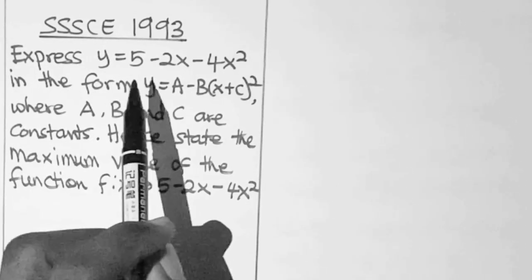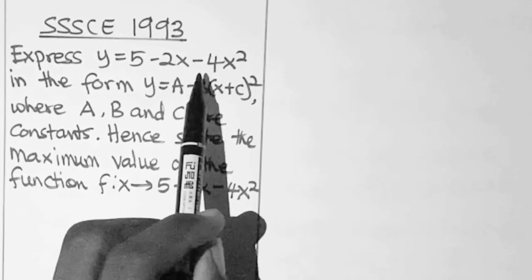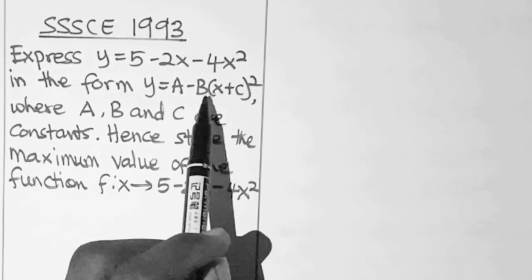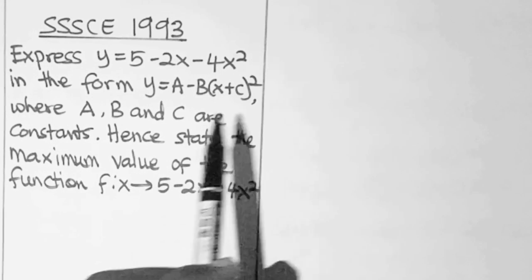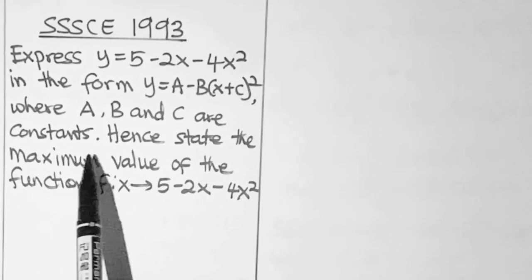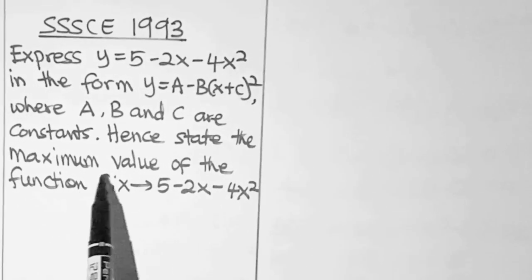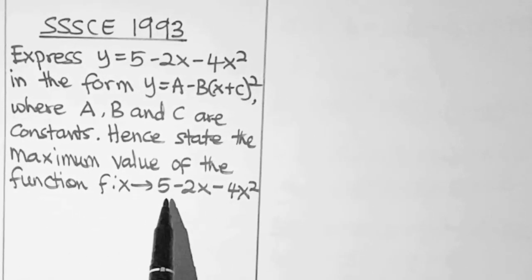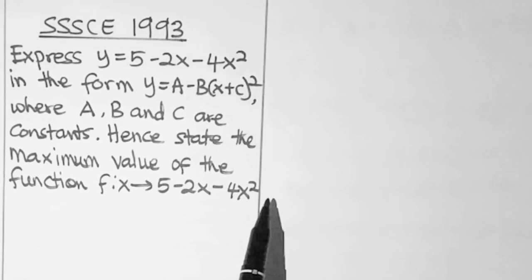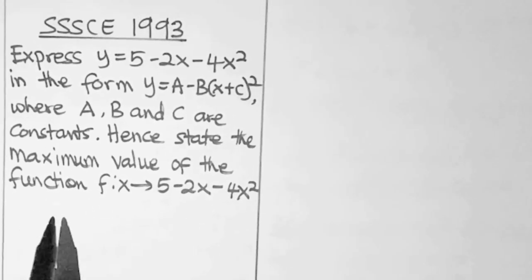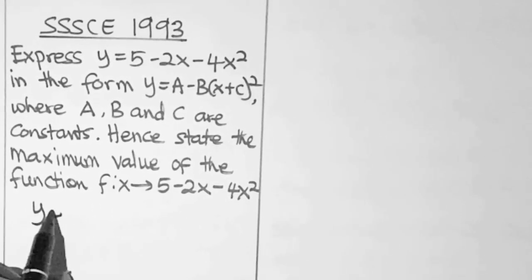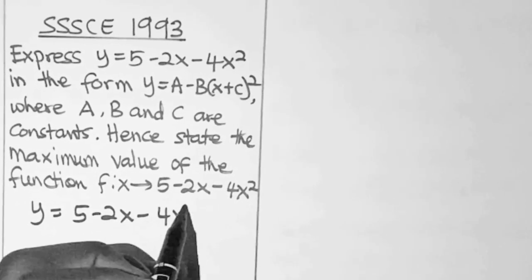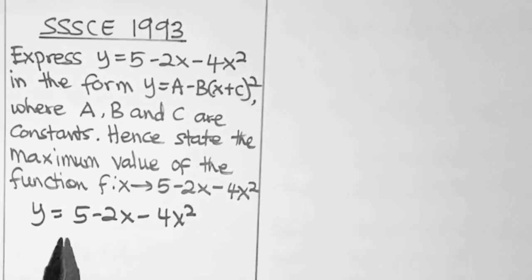Express y equals 5 minus 2x minus 4x squared in the form y equals a minus b times (x plus c) squared, where a, b, and c are constants. Hence, state the maximum value of the function f such that x maps to 5 minus 2x minus 4x squared. So now, we know that the equation y is equal to 5 minus 2x minus 4x squared. So we need to complete the square.